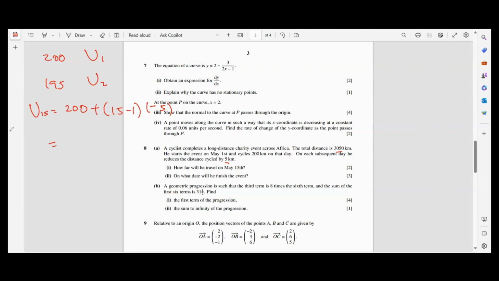So I shall get 200 plus 14 times minus 5, that is 200 minus 70, so 130 kilometers. That is for part i. For part ii, on what date will he finish the event?